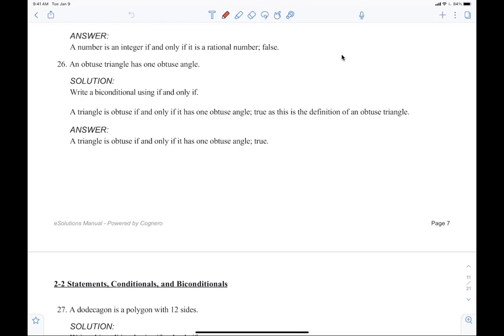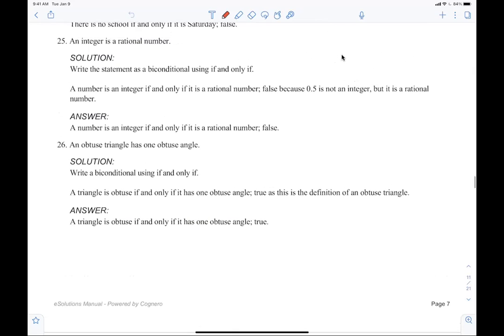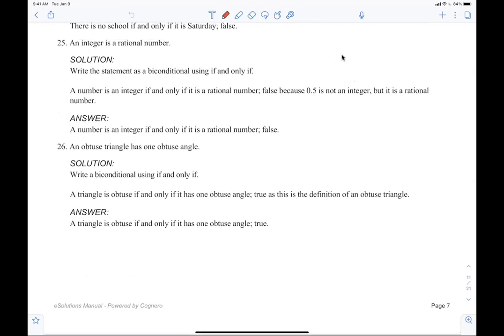But I'm not sure. I didn't go through all these. I didn't know if any of them were false. Were any of them false? The one before was? An integer is a rational number. If a number is an integer, then it is rational. That's true, right? Is the converse true? No, because 1/2 is a rational number and it's not an integer. So you can't really write it as an if and only if. Or we're saying that they wrote it, but it's false.